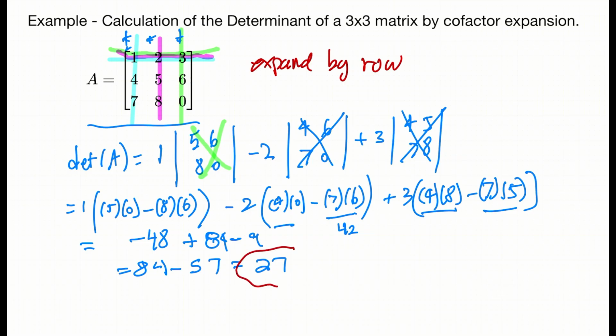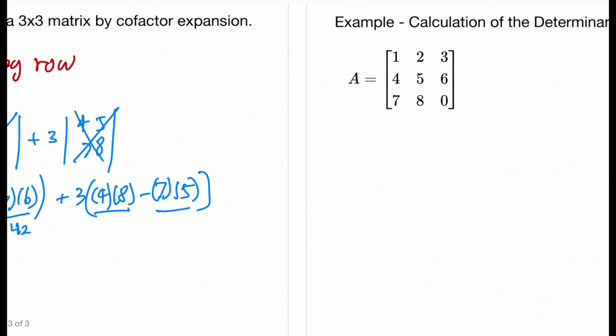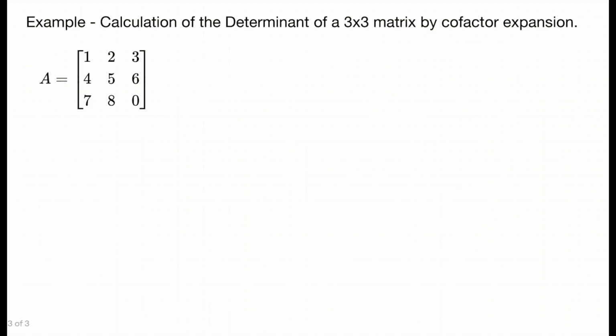And what we did here is we did it along this row, and then we did the 1, 2, 3 columns. That's how we expanded with the cofactor expansion. We got the answer of 27. Now we're going to do the same problem, except this time we're going to do it about the last column.